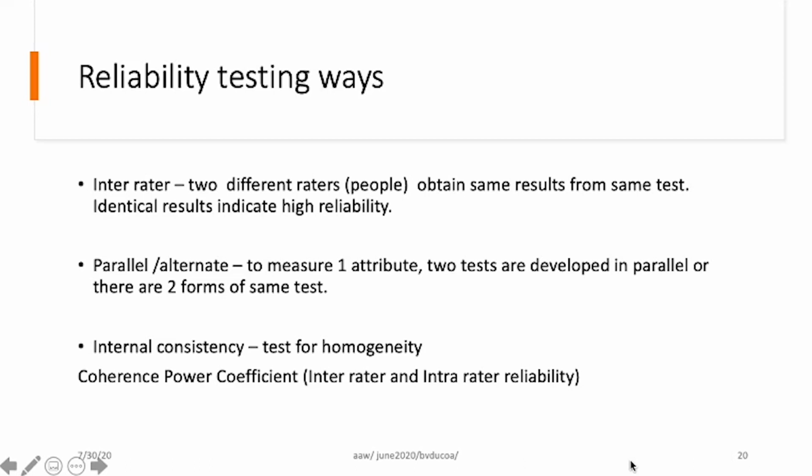Parallel or alternate is another way of testing reliability. To measure one attribute, two different tests are developed in parallel, or there are two arms of the same test. If you get similar results, that means your instrument and tool is correct, more appropriate. The third way of testing reliability is internal consistency. This is called the test for homogeneity. And the coherence power coefficient is used to calculate inter-rater and intra-rater reliability.